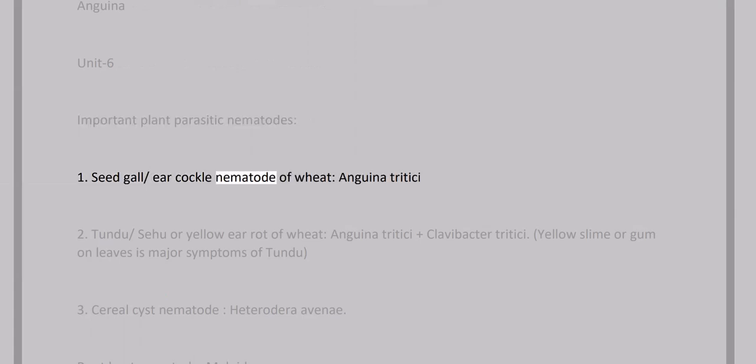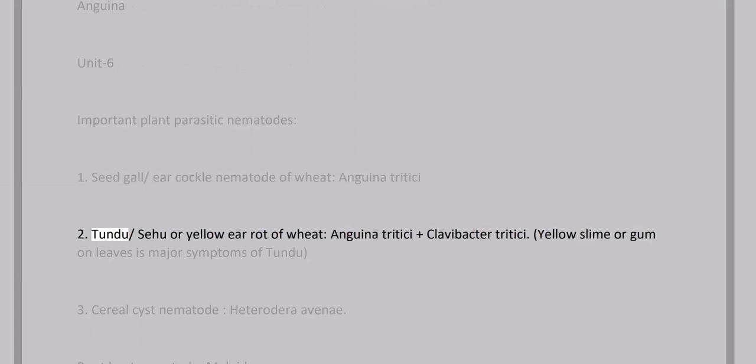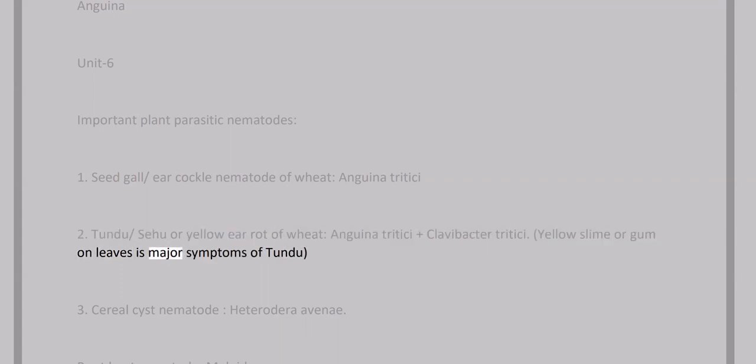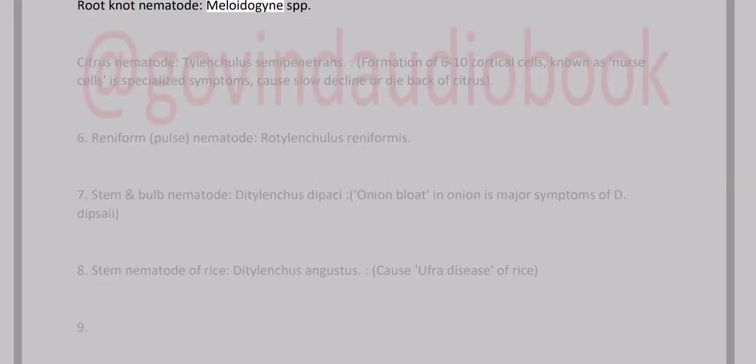Unit 6: Important plant parasitic nematodes. 1. Seed gall, ear-cockle nematode of wheat, Anguina tritici. 2. Tundu or yellow ear rot of wheat, Anguina tritici plus Clavibacter tritici. Yellow slime or gum on leaves is the major symptom of Tundu. 3. Cereal cyst nematode, Heterodera avenae. 4. Root knot nematode, Meloidogyne spp.